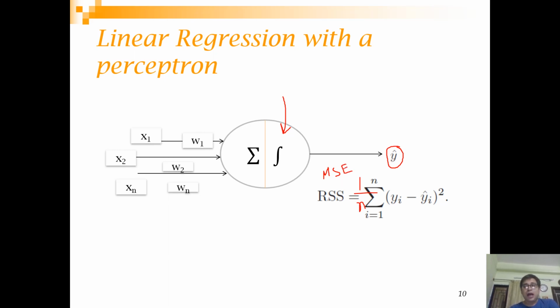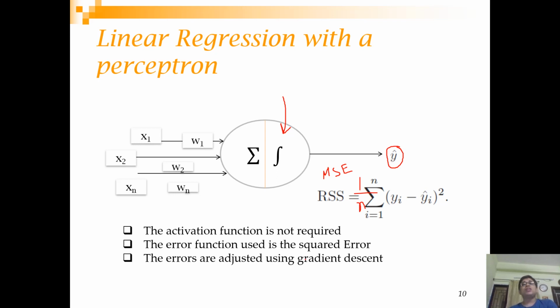All right, now an activation function is not required, right? If you remember, this yi dashed is nothing but your sigma wixi. So this was how a linear regression works. So you don't need this activation function any longer. This is not required. And the error function we have already discussed is the squared error. The errors are adjusted using gradient descent.